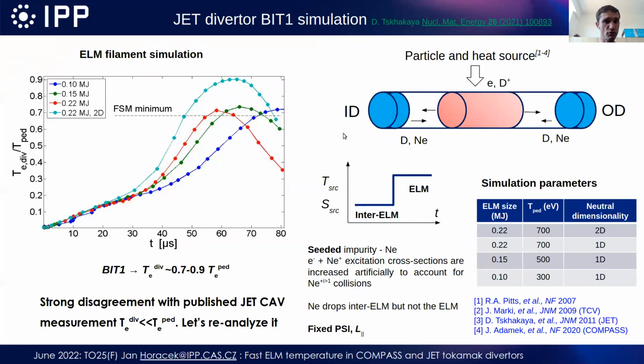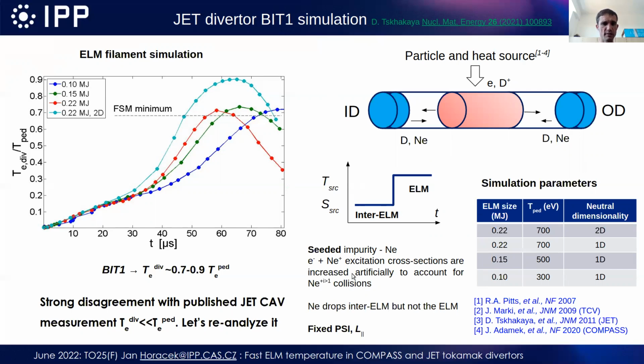Now we are going back to the JET divertor. First we start with simulations, BIT1 simulations by David Sakaya, where the particle and heat source goes to the scrape-off layer during the ELM. It goes to the inner and outer divertor. We increase the source and heat terms in the simulation in such a way.